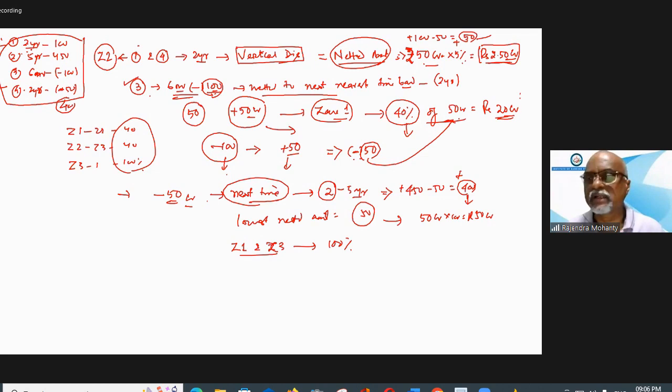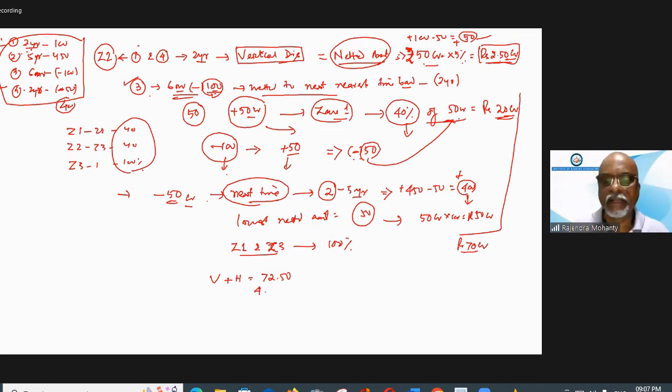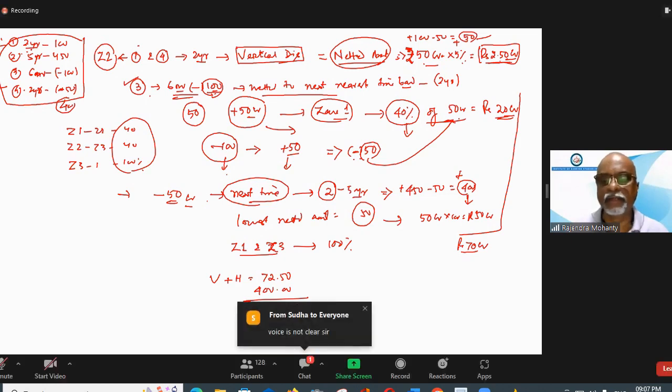So the total horizontal disallowance comes to 20 plus 50, that is 70 crore. And the vertical disallowance is 2.50. So the vertical plus horizontal disallowance required is 72.50, and already the capital is 400. So the total amount of capital required is 472.50.